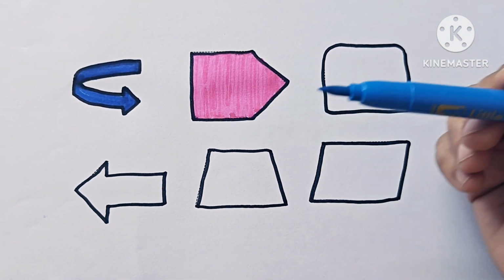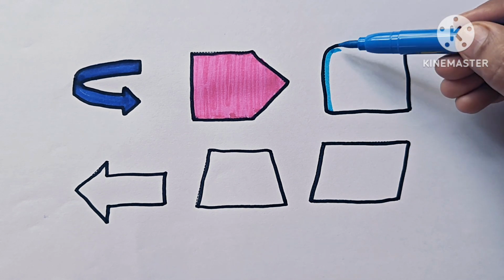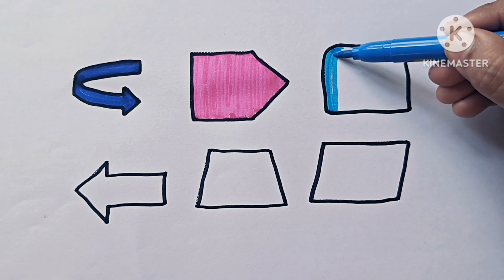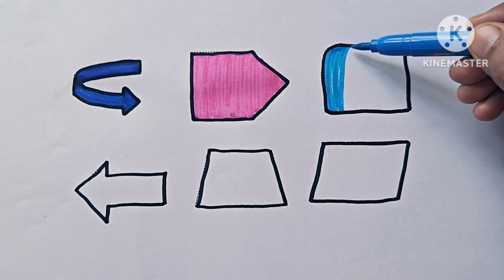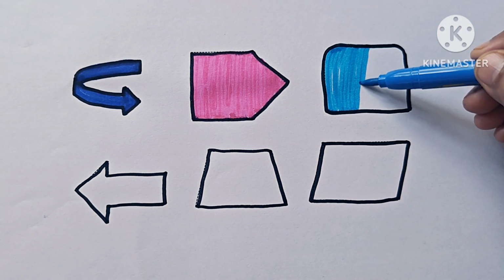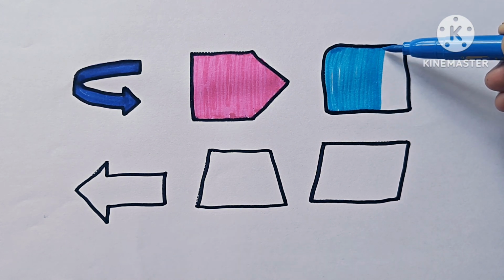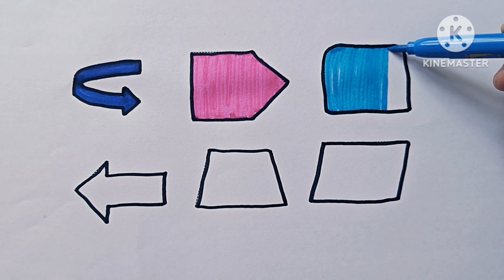This is sky blue. This shape is top rounded corner square. This is a square, but top is curved.